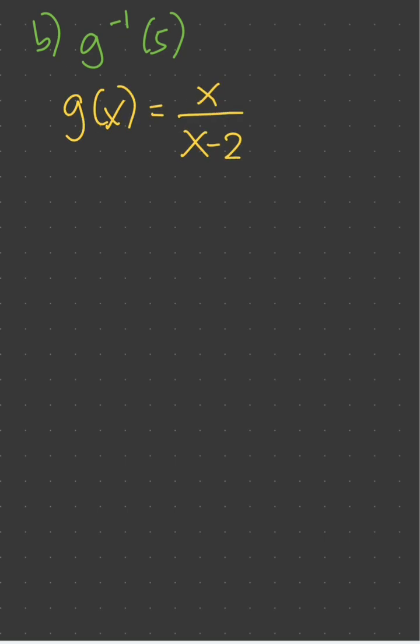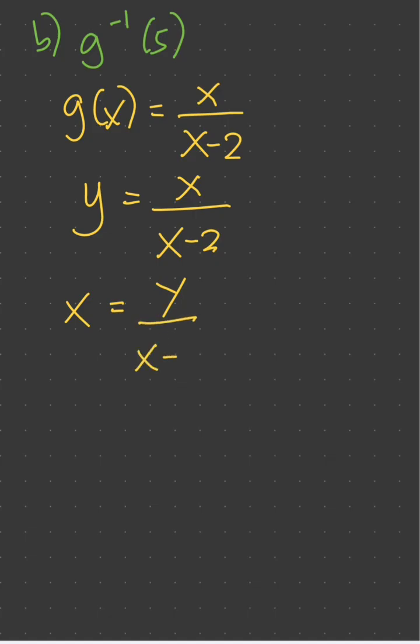Okay. So letter B is g inverse of 5. We're given g of x equals x over x minus 2. g of x can be just y equals x over x minus 2. And then we solve for x in terms of y here. So this would become x equals y over y minus 2. Then we swap to get the inverse of the function.